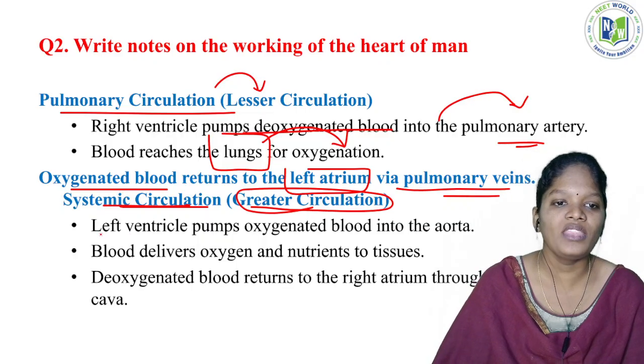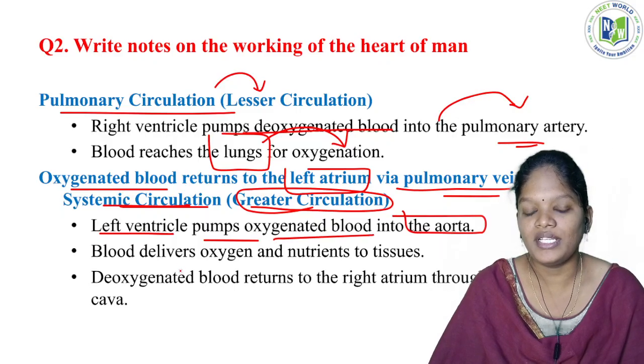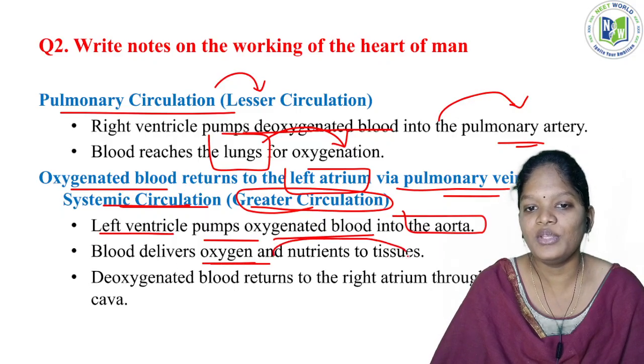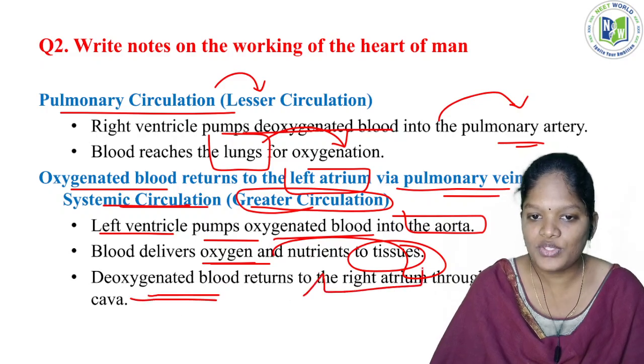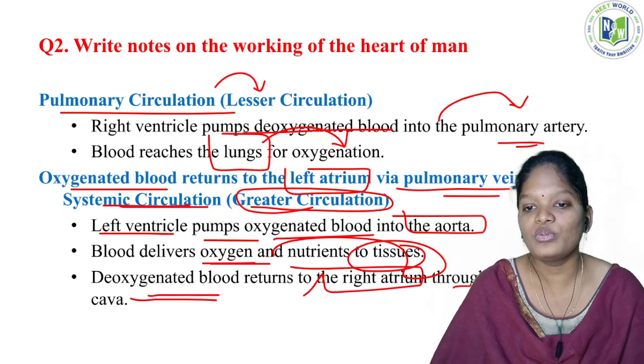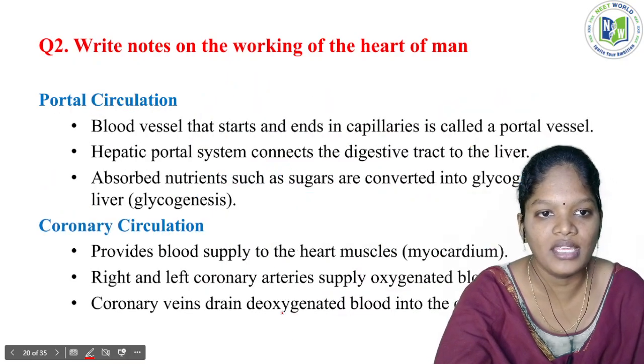Now the left ventricle pumps the oxygenated blood into the aorta. Blood delivers oxygen and nutrients to all the tissues, and deoxygenated blood returns to the right atrium once again through veins and the vena cava. So this is how the entire circulation takes place.